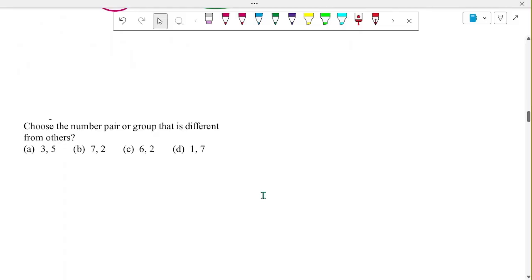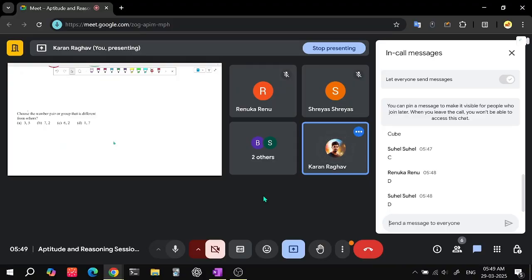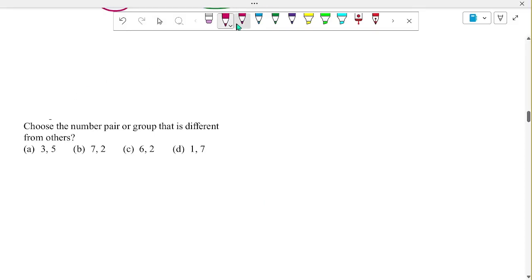Now try to tell me what is the answer of this one. These are simple questions, but it may take some time when you are solving it. I'll give you a hint. Just find the sum of both the numbers. You can see what is the sum of these both numbers.